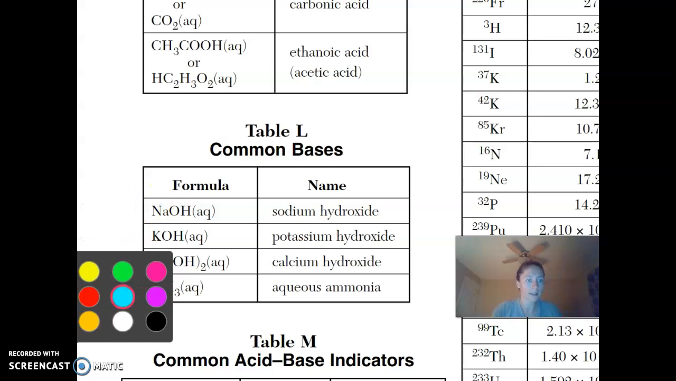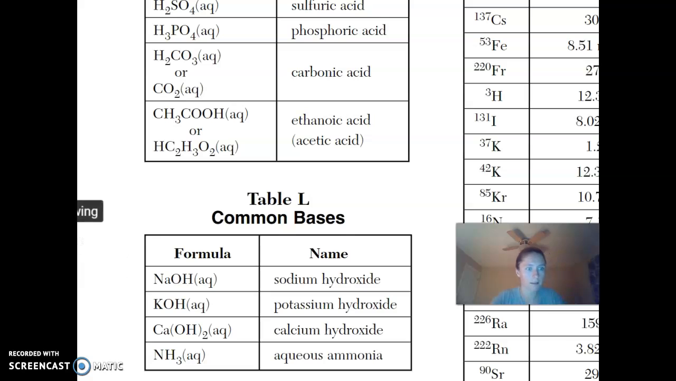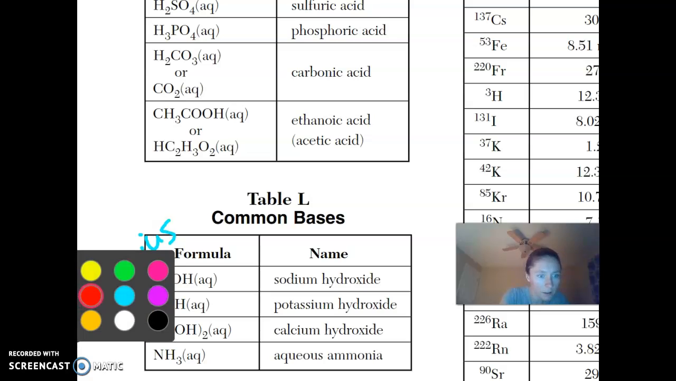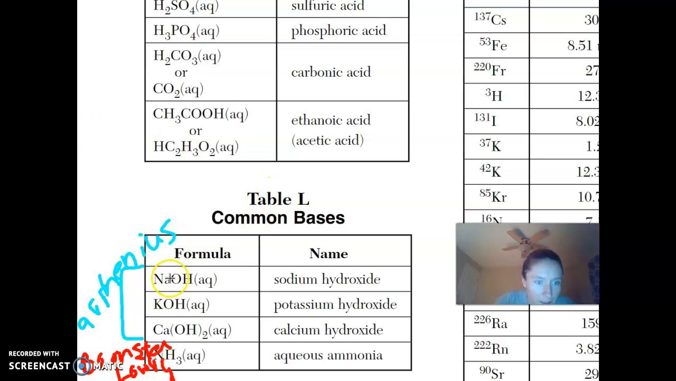I will write that. So this is Arrhenius. And this guy is considered Bronsted-Lowry. Okay, so we have 3 Arrhenius bases and 1 Bronsted-Lowry base on our table of common bases.